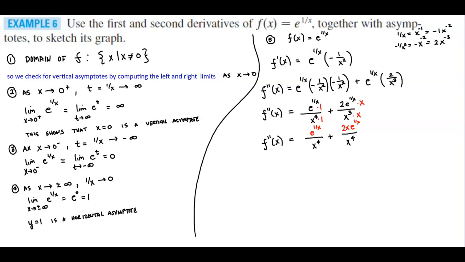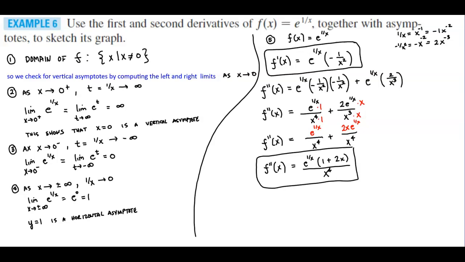So therefore, if we then complete the second derivative, we should see that they both have e to the 1/x in common. So we're going to have e to the 1/x, and what's left is (1 plus 2x) over x to the 4th. So there is our second derivative, and there is our first derivative, and then there is our function.